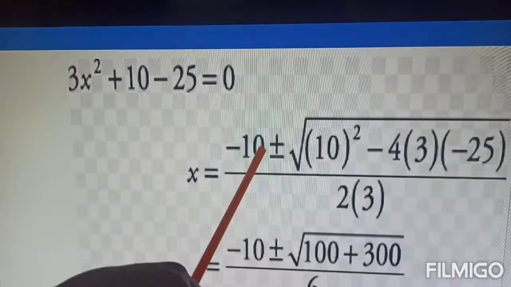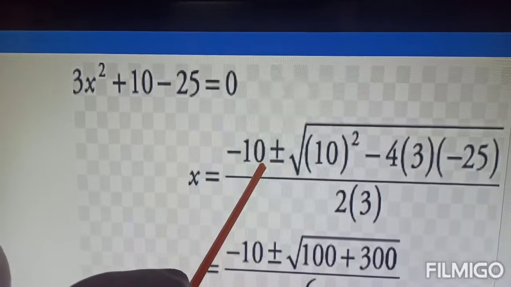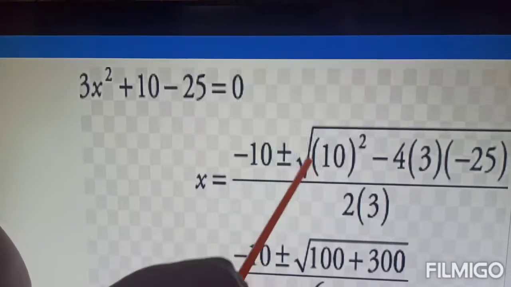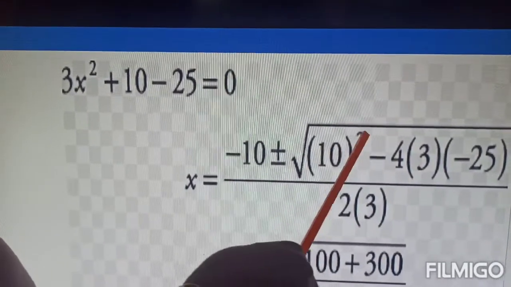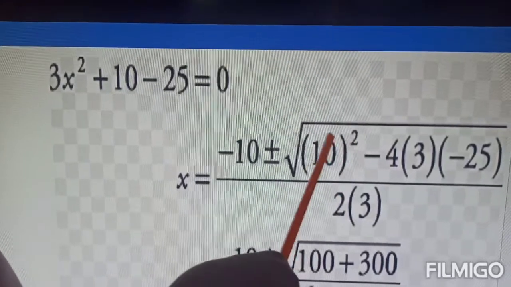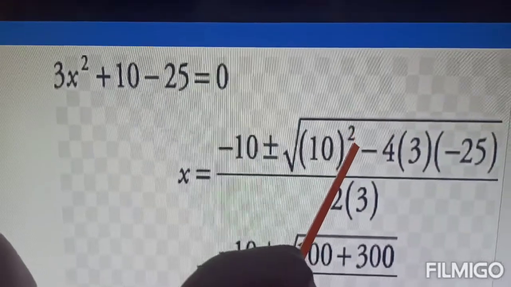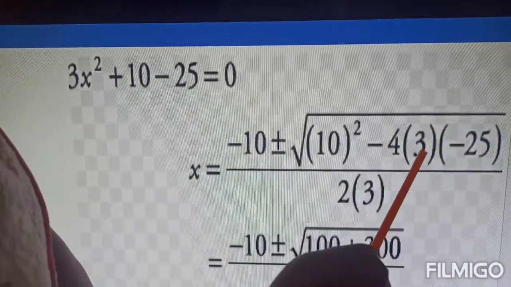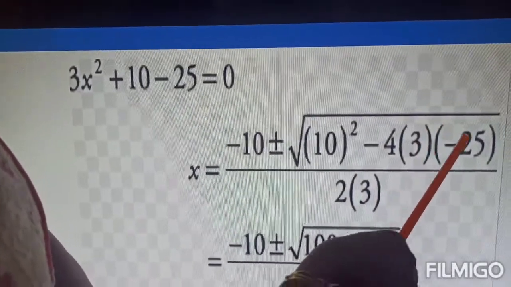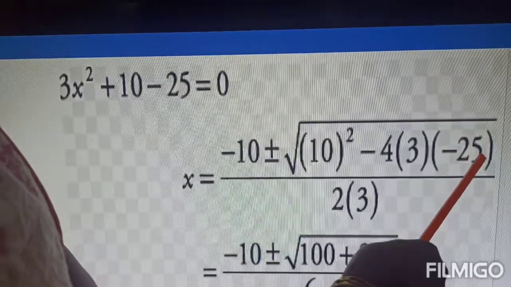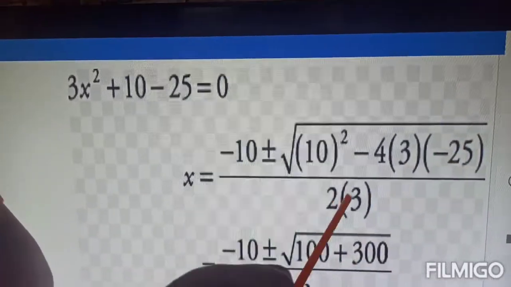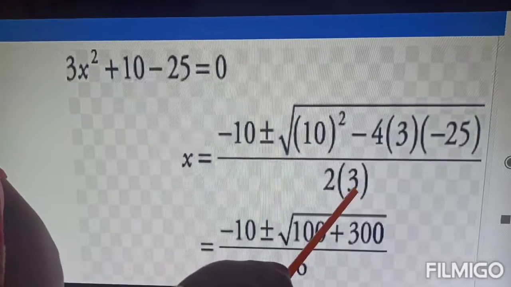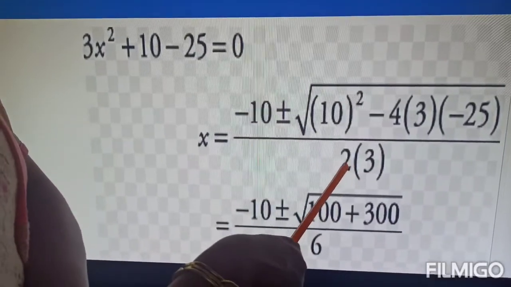Value B in place of B: minus 10, and plus or minus square root, as it is, 10 square. B value is 10 now. Square will be as it is, minus will be as it is, 4 as it is. Only A replaced by 3 and C replaced by minus 25. In the denominator, A replaced by 3. 2 as in the formula only.